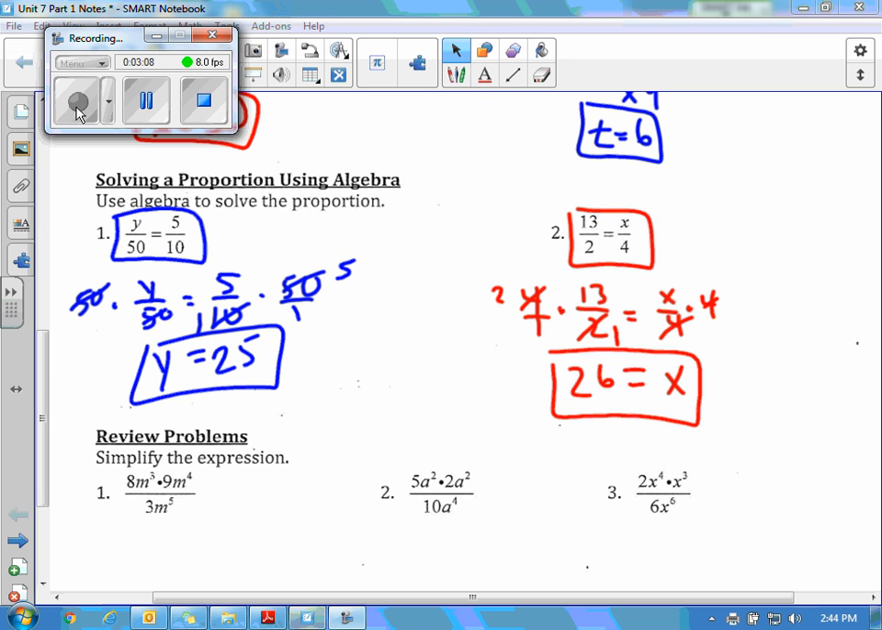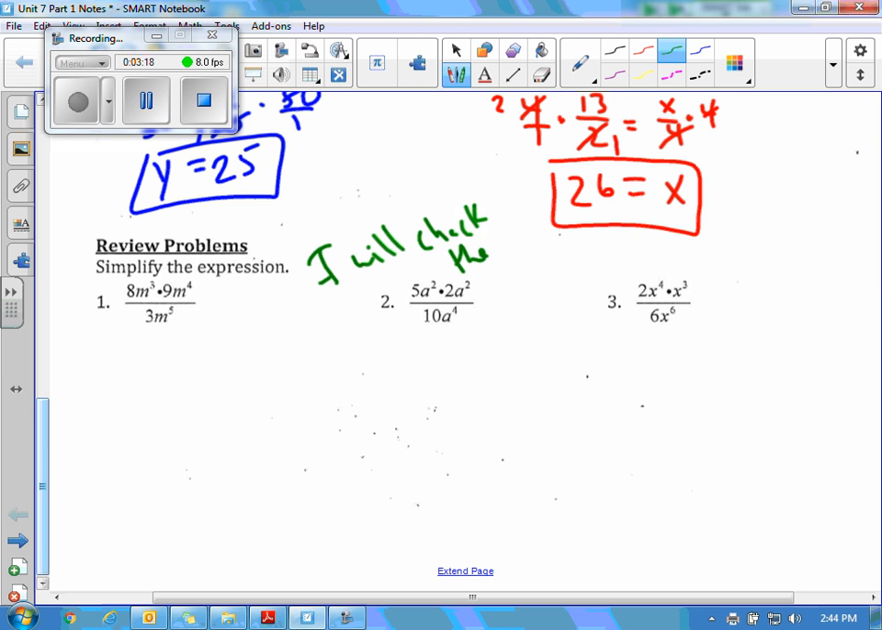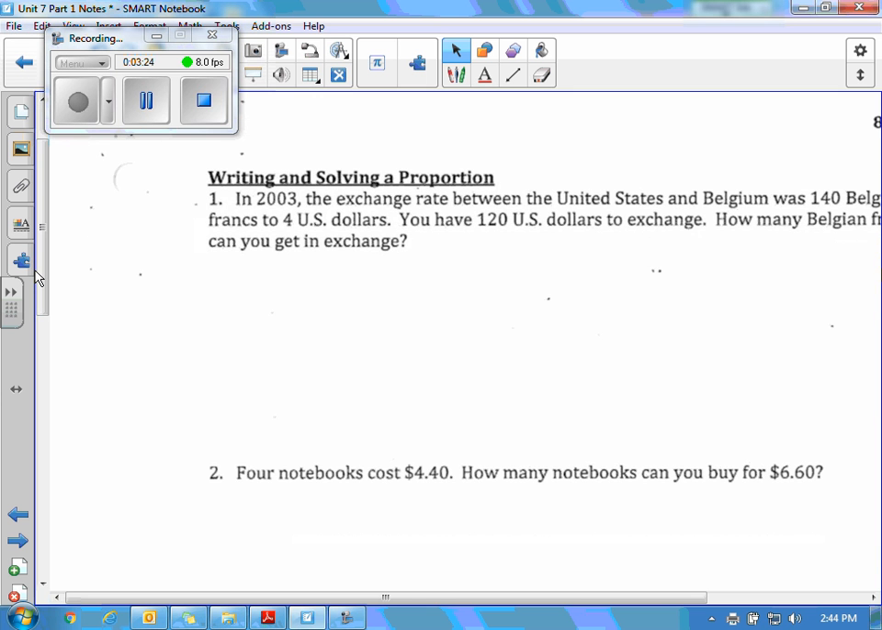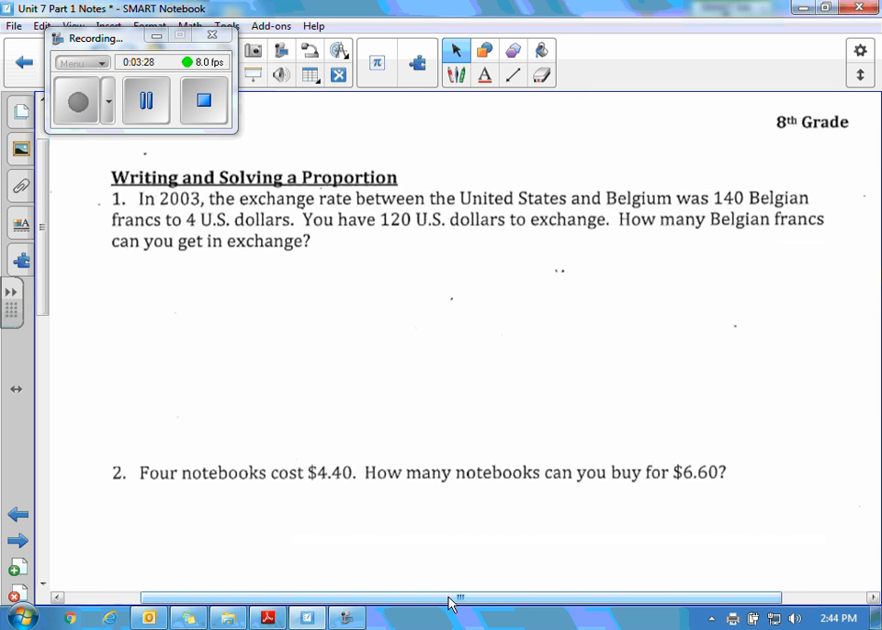On the bottom of the first page is where your review problems are for this one. Please make sure you do these. I will be checking these, so please make sure they're done. They're on the bottom of the first page just for spacing reasons. If you flip over the back, we have some word problems. And your directions are just to write and solve a proportion to these word problems.